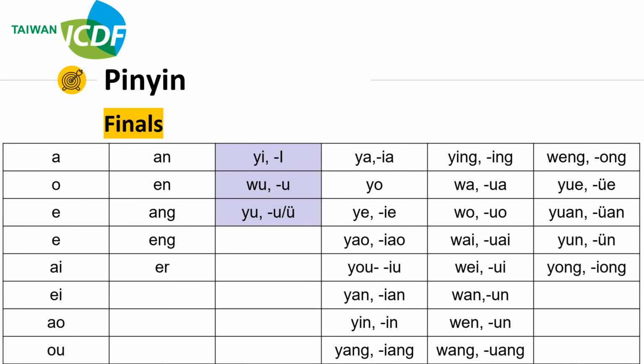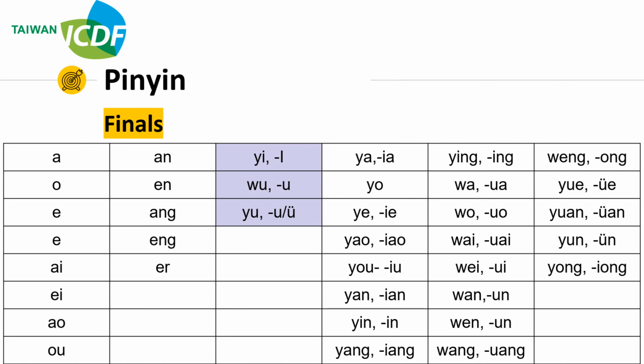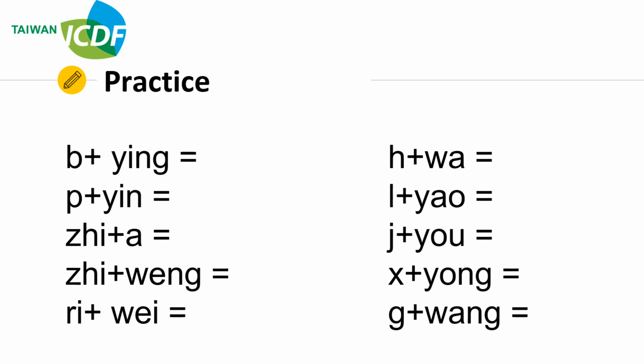And now it's the finals. You could use most of them individually and also combine them with the initials. As you can see, there are two forms of pinyin for some finals. When using them individually, we use the former ones, and when combining with the initials, we use the latter ones. Let's do some practices now. Combine the initials with the finals. If you would like, you could pause this video first, and we will check the answers together later.